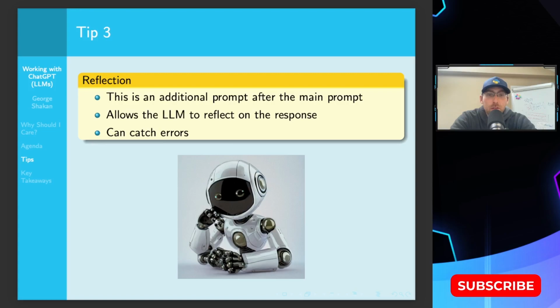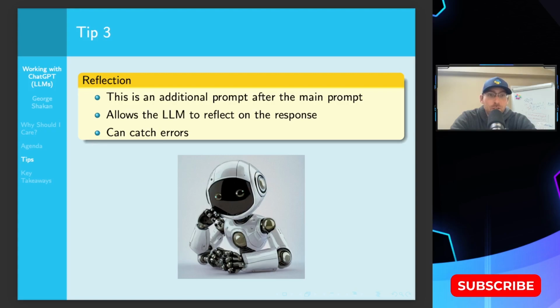All right, so now let's talk about reflection. In reflection, your original setup, where you just ask your prompt and get a response, is completely the same. However, once you get the response, you might ask a follow-up prompt asking the LLM to look at the response, look at the original question, and reflect on this. And reflection might be, can you catch errors, or is this right, or can you improve it, or stuff like this.